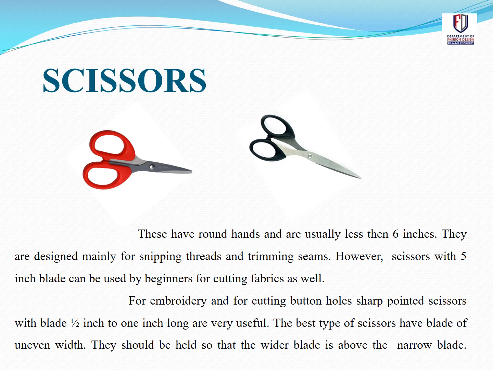For embroidery and for cutting buttonholes, sharp pointed scissors with blade half inch to 1 inch long are very useful. The best type of scissors have blade of uneven width. They should be held so that the wider blade is above the narrow blade.